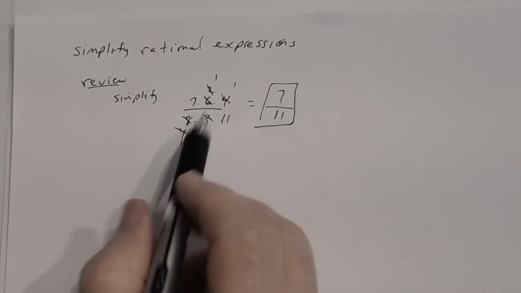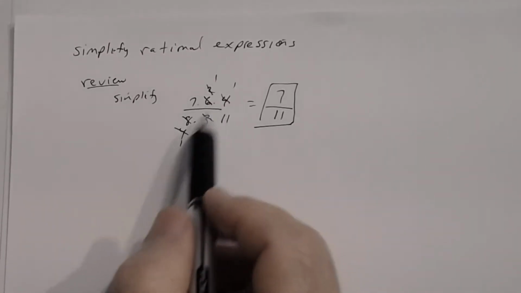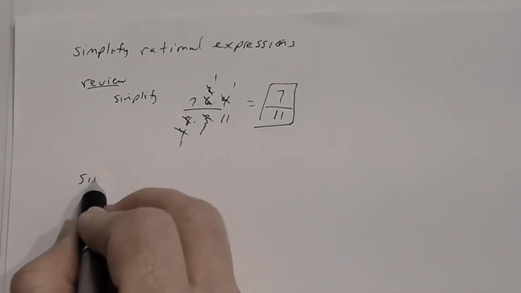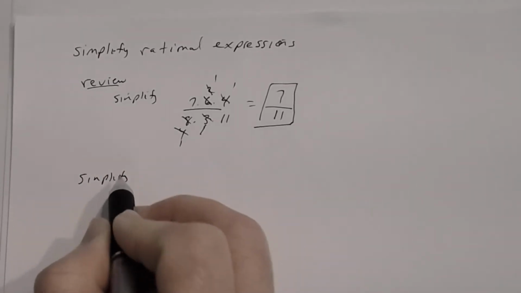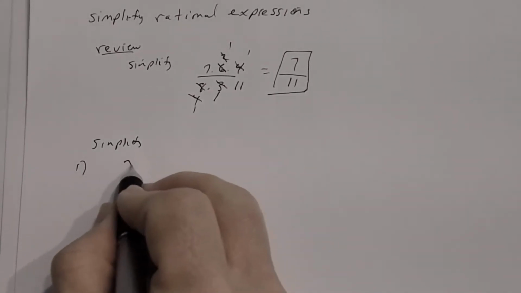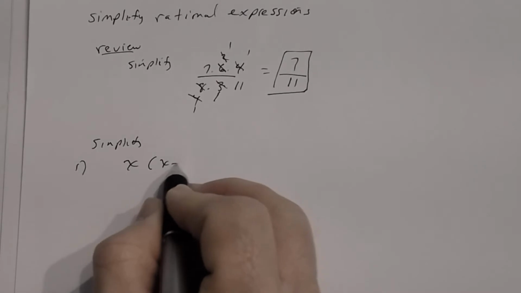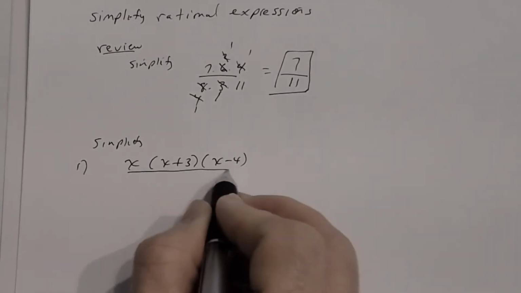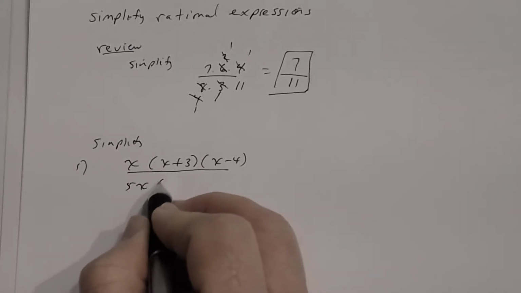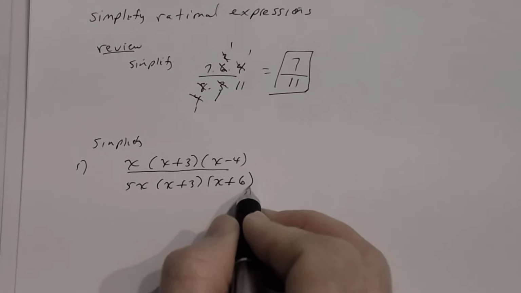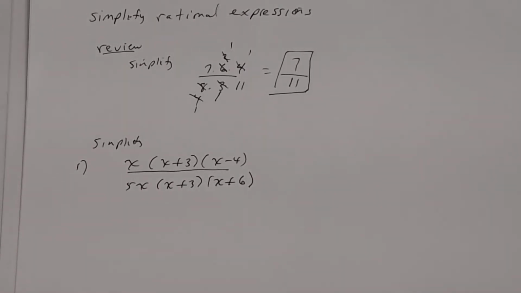Now notice that these were monomial factors. So that takes us to what we want to look at today. The directions will say simplify. If you look at number 1, we have x times x plus 3 times x minus 4 divided by 5x times x plus 3 times x plus 6. So we have this rational expression, and I want to simplify.